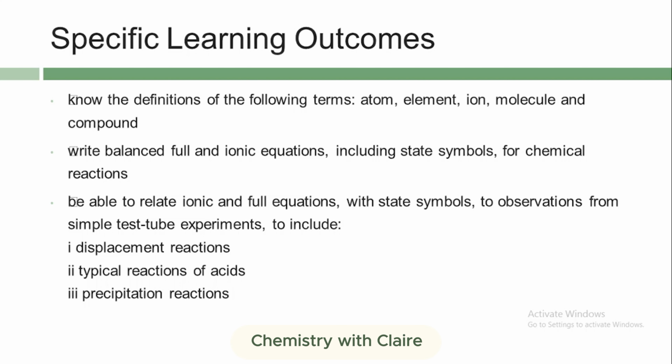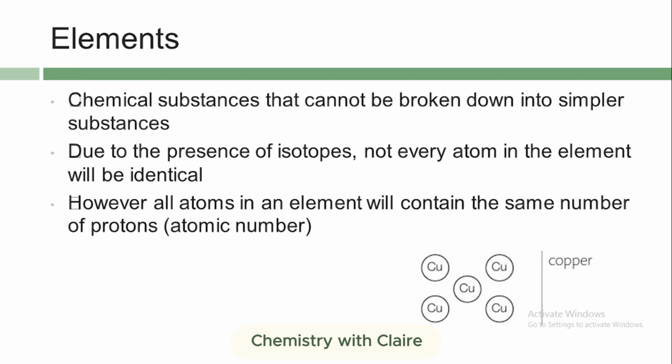So the specific learning outcomes from this portion include knowing the terms such as atom, element, ion, molecule, and compound, writing balanced full ionic equations with state symbols, and looking at the observations of simple test tube experiments such as displacement reactions, typical reactions of acids, and precipitation reactions. All these are prior topics that you have already done for your O levels, so it will be a good recap of your prior knowledge.